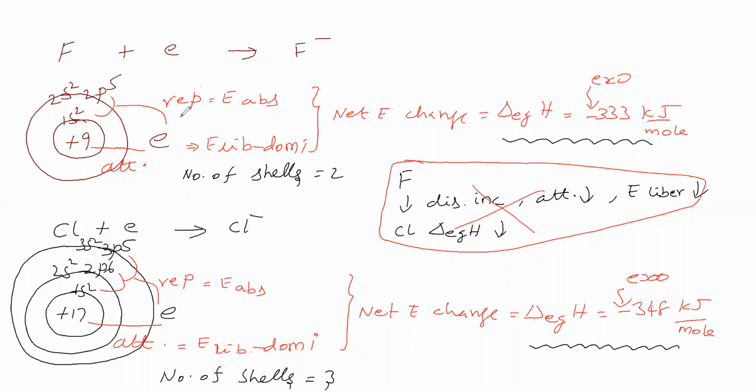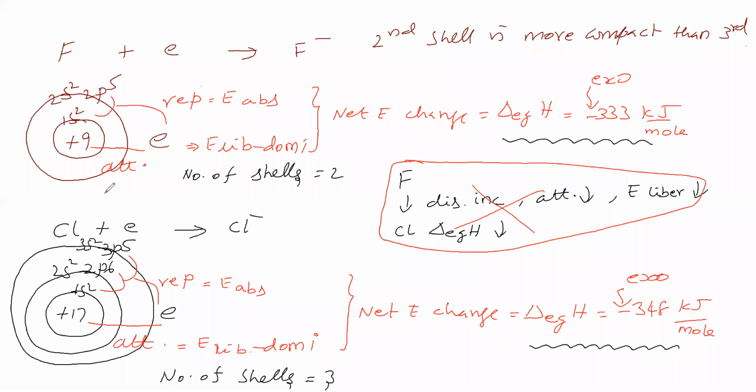Now, the incoming electron goes to the 2s 2p5 second shell. Here the incoming electron goes to the 3s 3p5 third shell. The second shell is more compact when compared to the third shell. This point we can take. The second shell is more compact than the third shell.